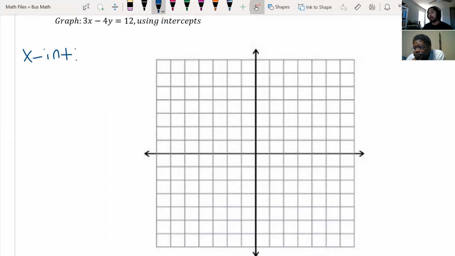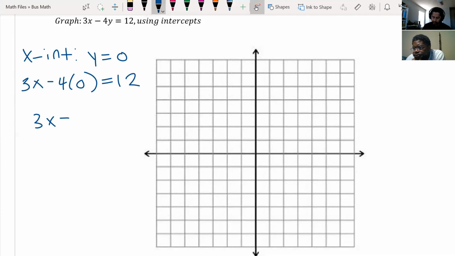And again, to find an x-intercept, we let y equal 0. And we're using this equation above, 3x minus 4y equal to 12. So I'll have 3x minus 4 times 0 equal to 12. So all I did there was plug in 0 for y, just as we stated, which gives me 3x equal to 12. All I have to do is divide by 3, and x is going to equal 4.